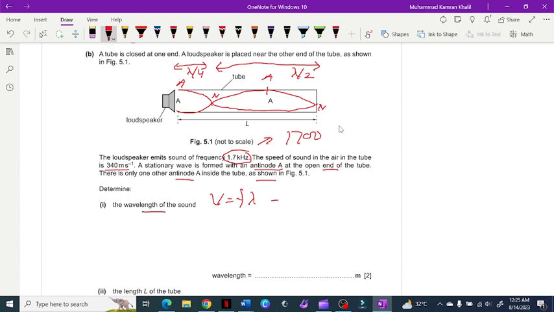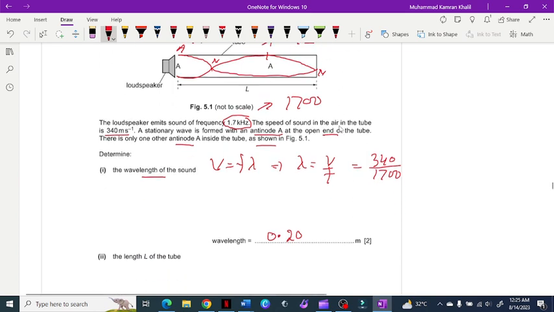So lambda is equal to V over F, so that is equal to 340 upon 1700. So let me check what is the answer. 340 divided by 1700. So we get 0.2, but we will not write 0.2, we will write 0.20. So do not lose one mark, kindly.